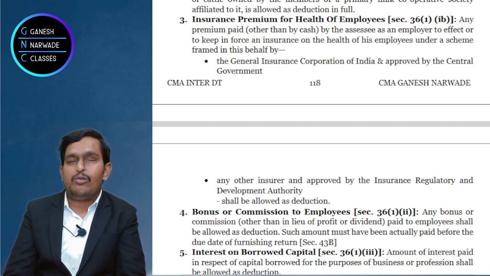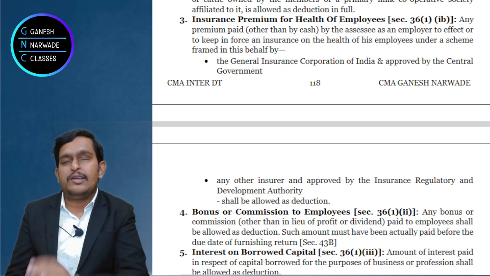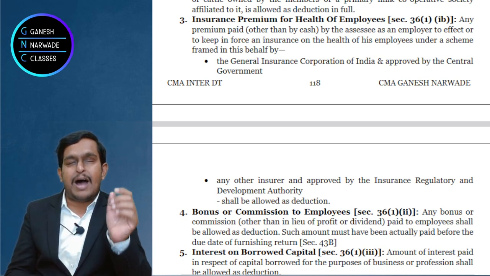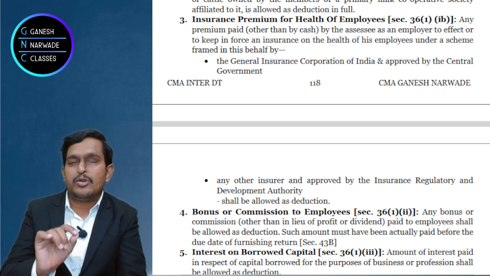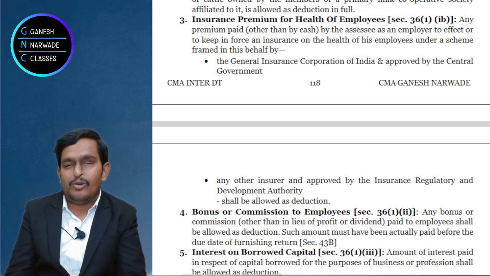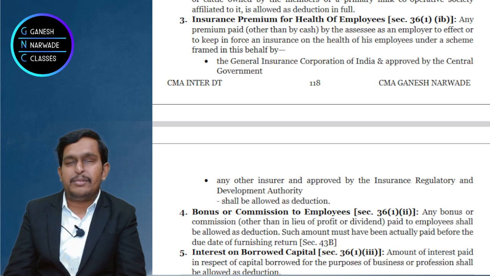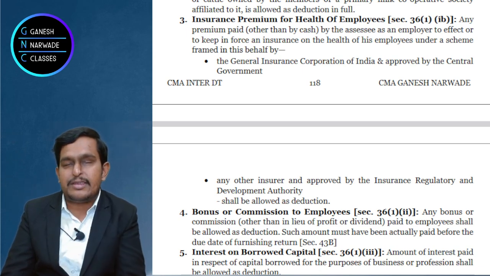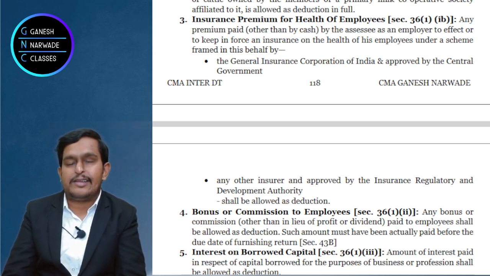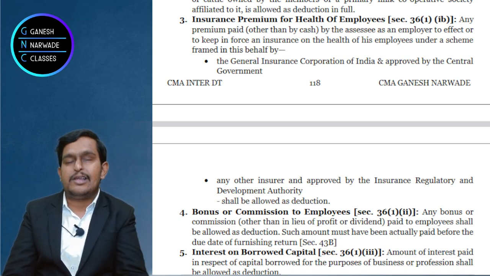Okay, this is bonus and commission. And you know the meaning of bonus, right? Bonus is a part of the profit distributed to the employees. Okay, correct. And commission is given to salesmen basically, right? As a percentage of sales to motivate them to sell more.